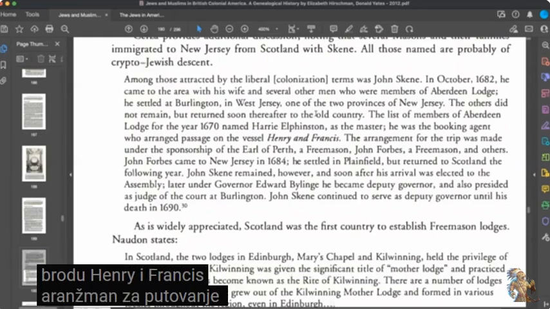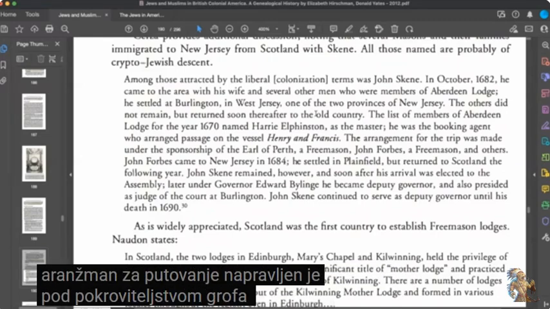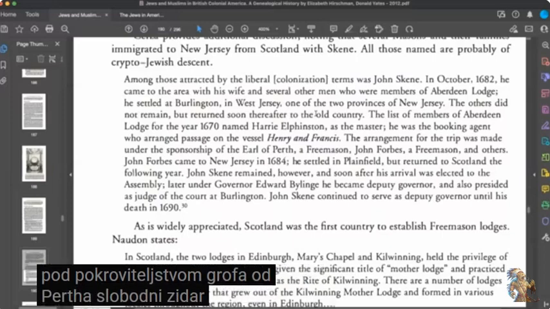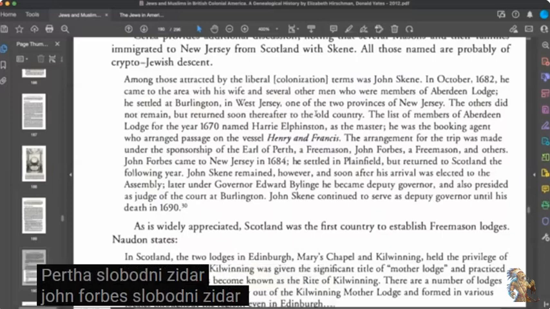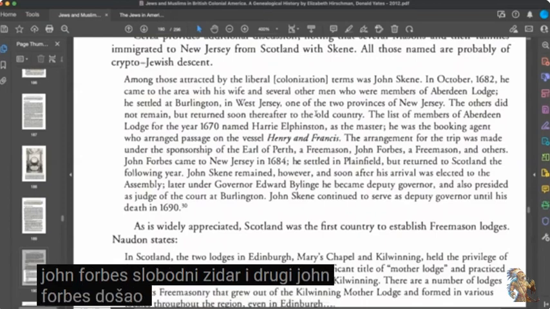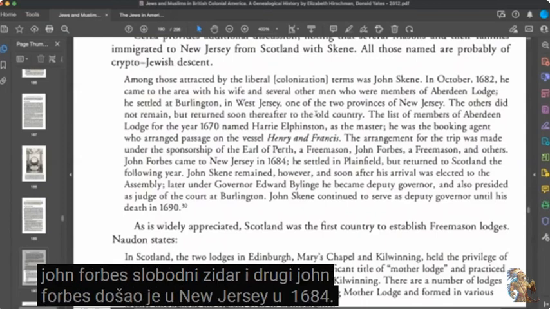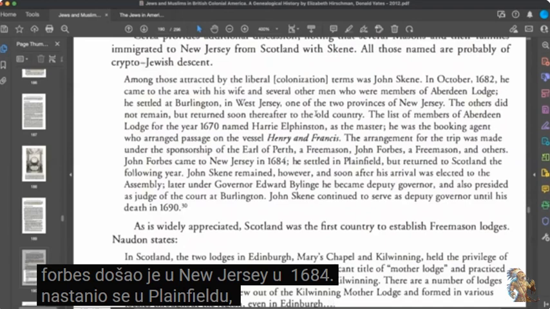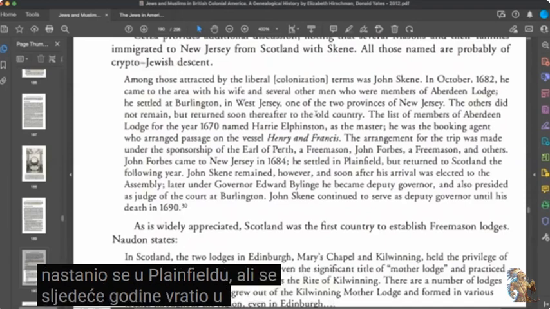The arrangement for the trip was made under the sponsorship of the Earl of Perth, a Freemason, John Forbes, a Freemason, and others. John Forbes came to New Jersey in 1684. He settled in Plainfield but returned to Scotland the following year.